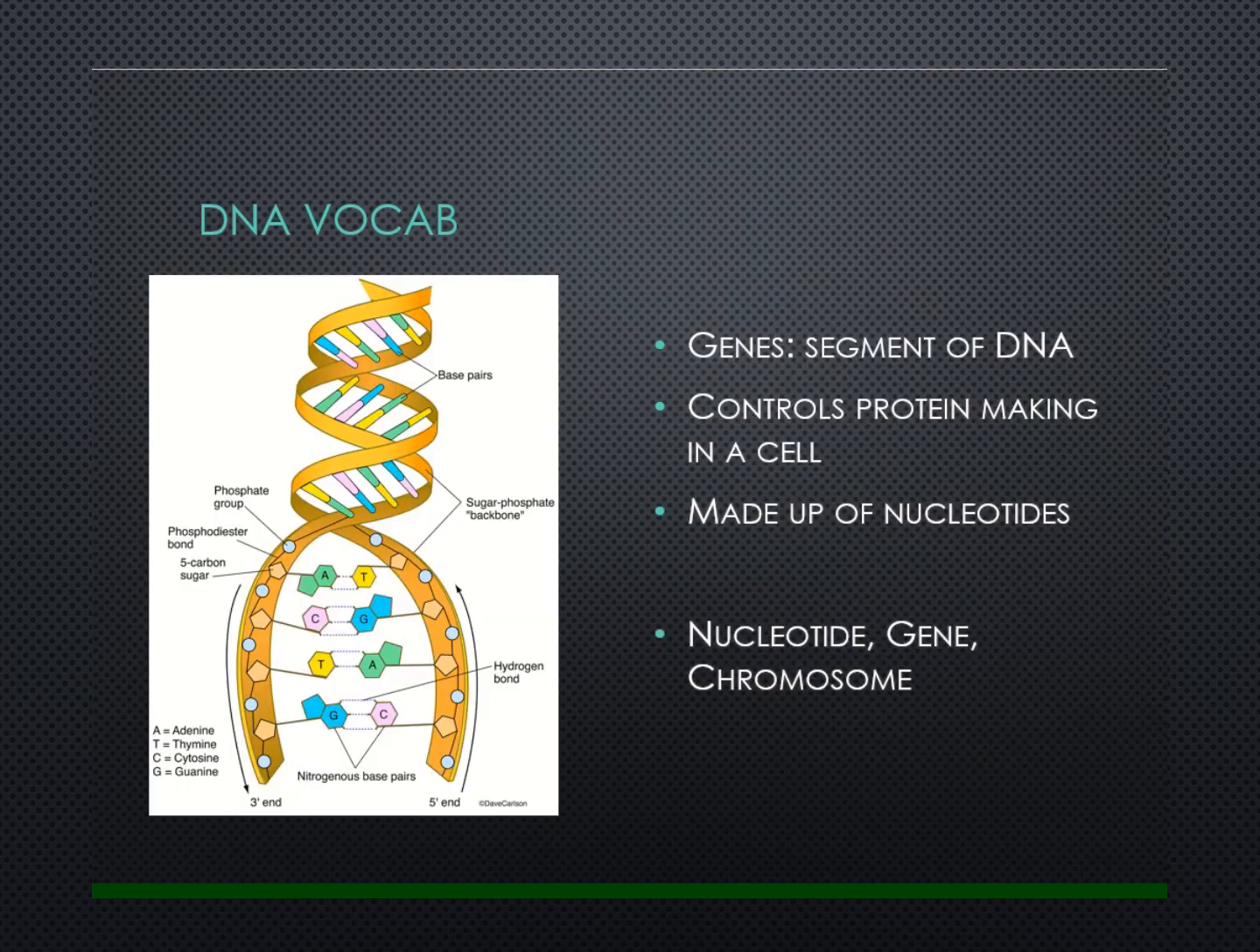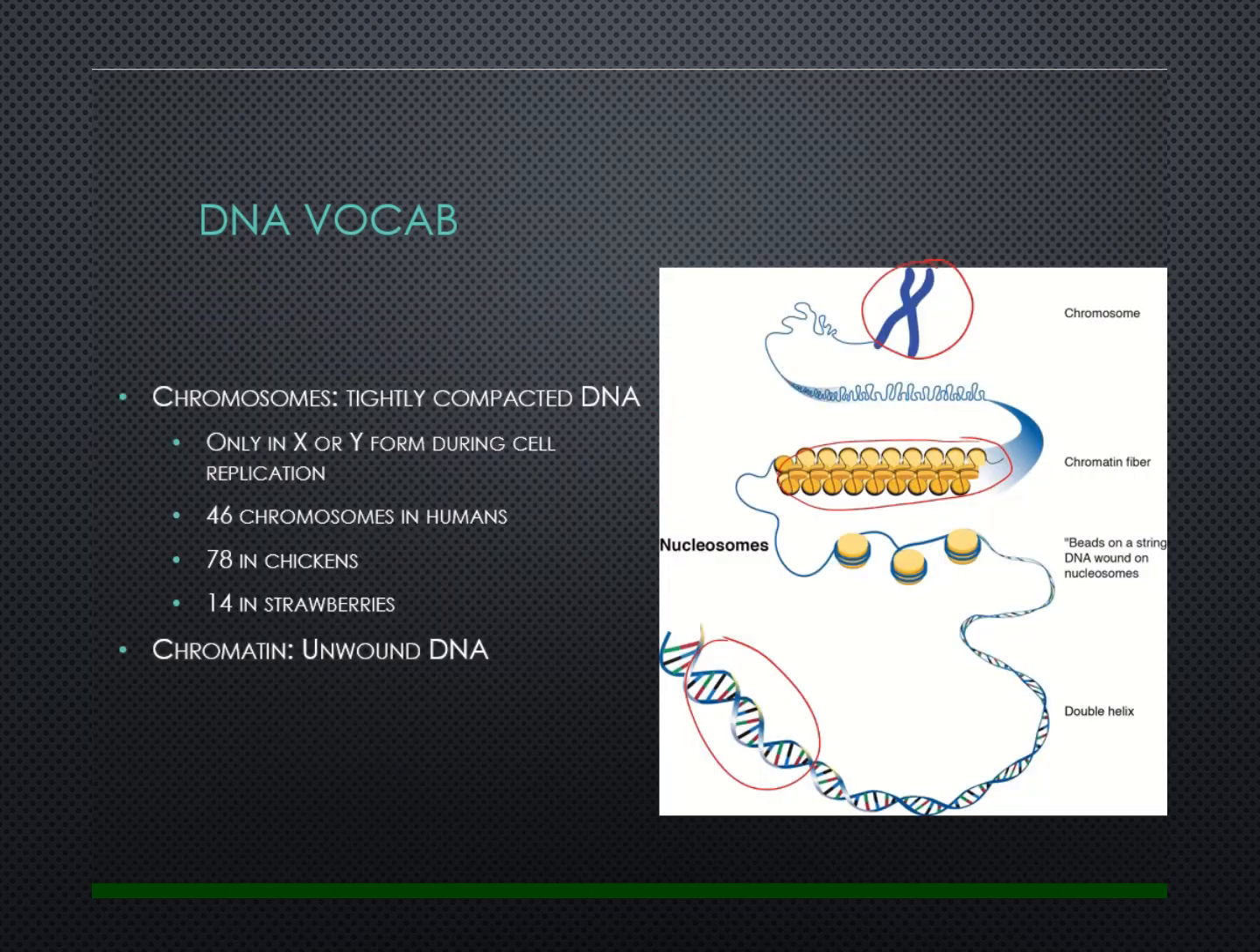Some more vocab. Genes, they're a segment of DNA. They control the protein making in a cell, and they are made up of nucleotides. So if we were, for example, to look at this segment of DNA, and that was our gene that coded for, let's say, blue eyes, then yeah, that would be that segment made up of nucleotides. And so here's our nucleotide, and then our genes are on a chromosome, which again is this.